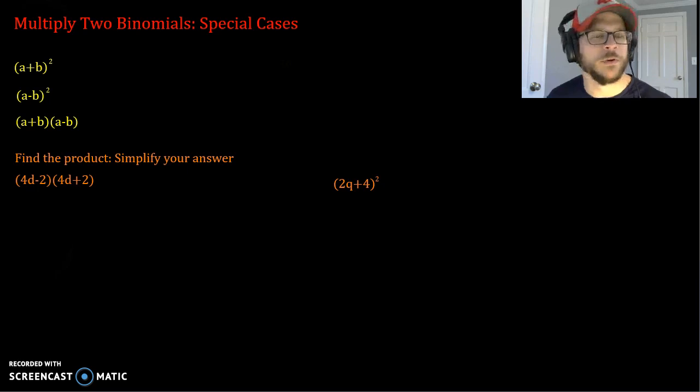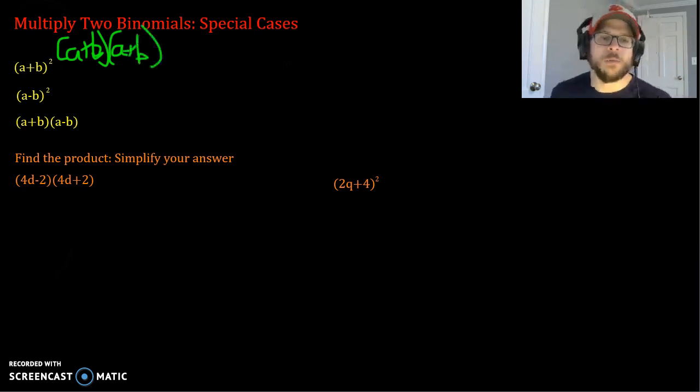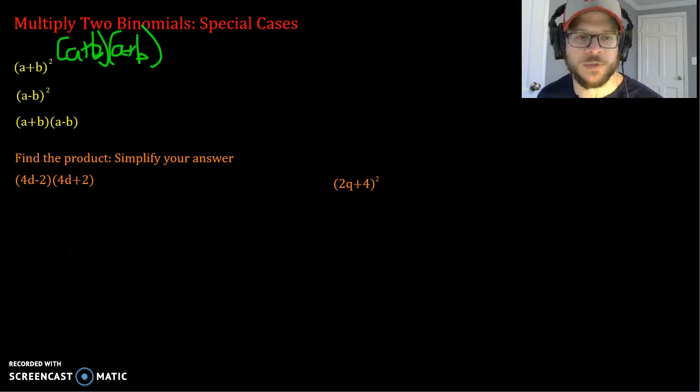So here we go. Your first example is if you have a binomial where two terms are being added together and you're multiplying it times the exact same thing. That's what you're doing when you square something. So you're taking your a plus b and multiplying it times your a plus b. Your a and your b can be anything, but the key here is that your two terms are being added together in both of your binomials.